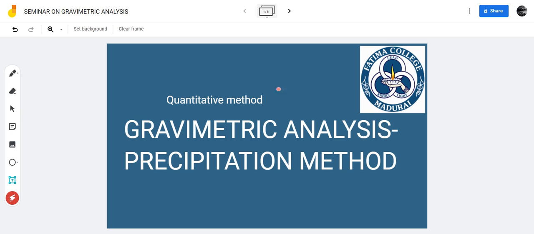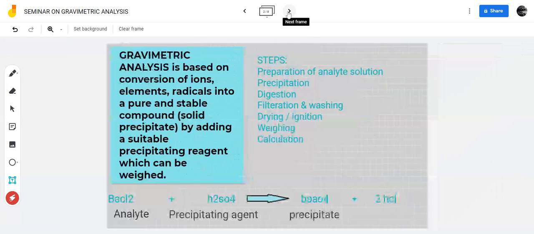precipitation. The principle behind this process is converting the ions into a pure and stable compound by the addition of a precipitating agent. What this agent does is it precipitates the ion from the solution that we have prepared. This precipitate should first be filtered and dried. Further, it can be weighed for our calculation part.